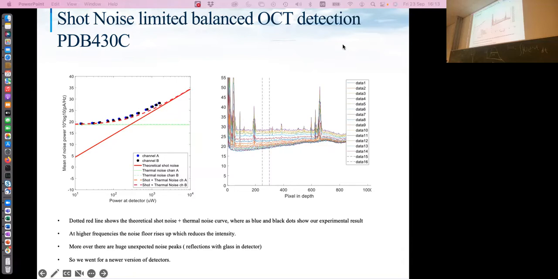This is where I look at the noise level, because this is my detector power. I increase my detector power, I determine this noise level here, and I see that it increases along these dotted lines. So my green line is my detector noise. The red line is my theoretical shot noise. And you see that when I increase that reference arm power, I start to approach this shot noise limit of detection. This is one of the measurements you do for an OCT system.